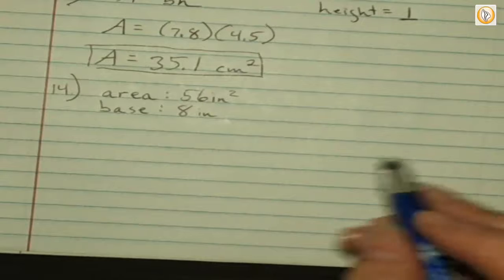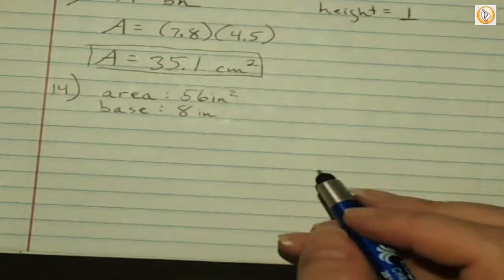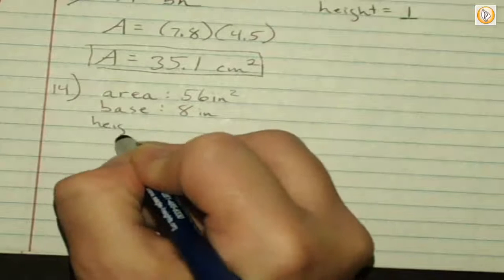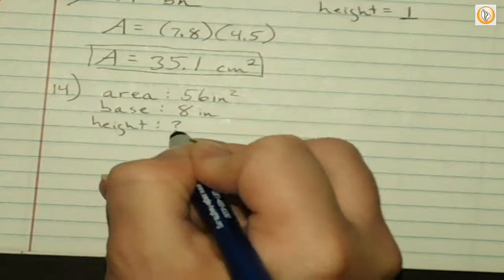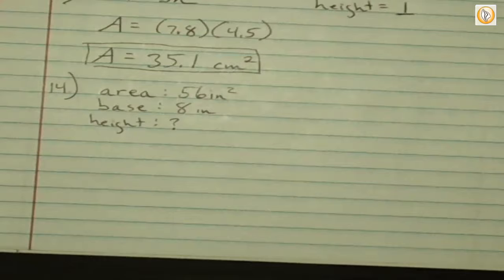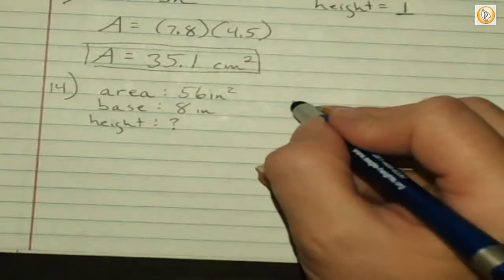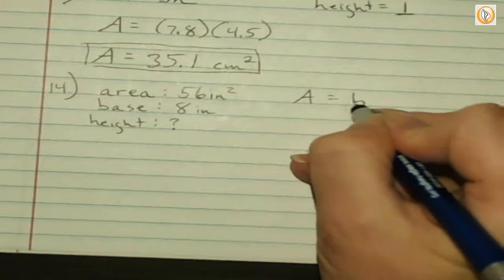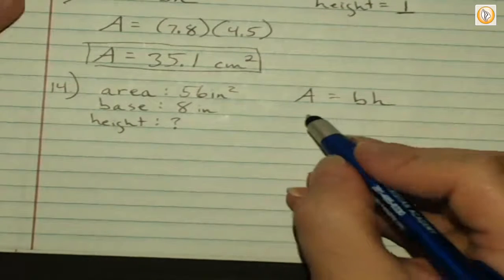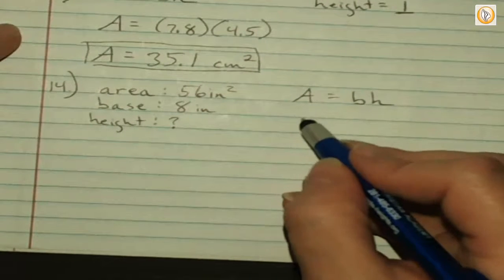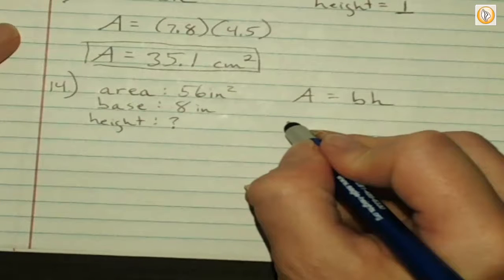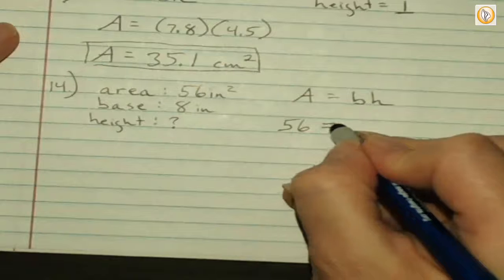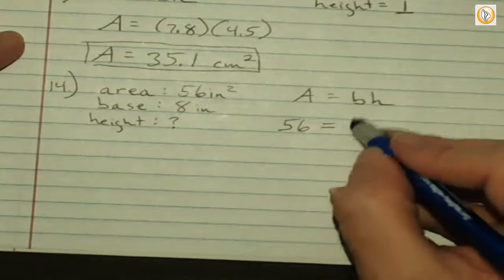So, Joanne, given this information, what is it that we're looking for? That's right. So what is my formula, Joanne? A equals B times H. Very good. Now, this time we have area, so what do I put here? 56 inches. Or you can just put 56 right now. And then, what do I put in place of B?